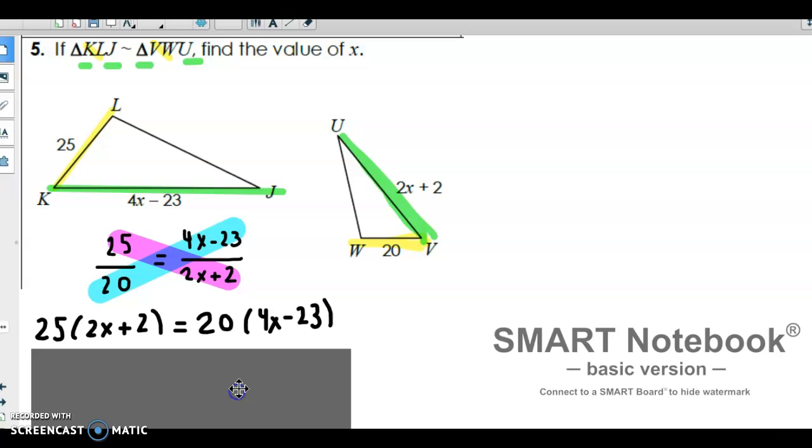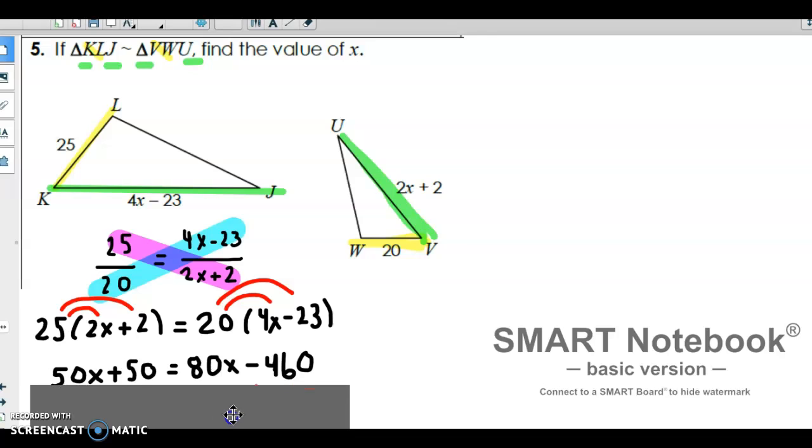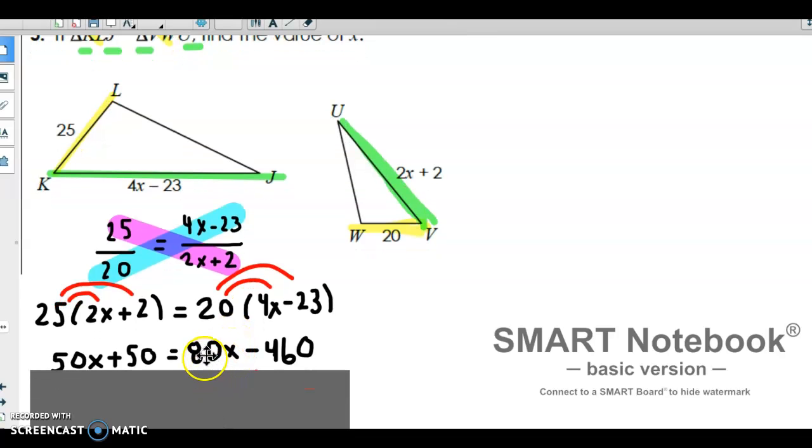So when you do that, we get 25 times the quantity 2x plus 2 is equal to 20 times the quantity 4x minus 23. Now, when we have a number in front of the parentheses, we need to distribute it. So you're going to have to take the 25 and multiply it by the 2x and the 2. You're going to have to take the 20 and multiply that by the 4x and the negative 23. And then I need you to choose in the question box now what the next line of this problem is going to look like after you do the distribution. When you distribute, you get 50x plus 50 equals 80x minus 460.